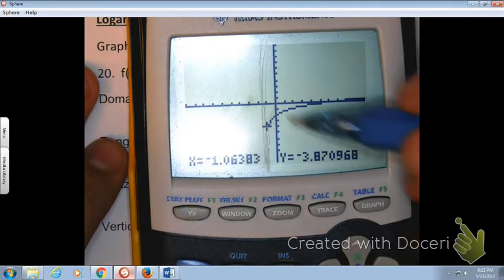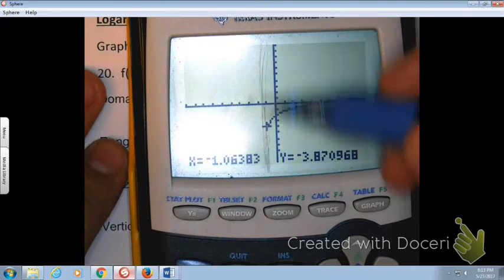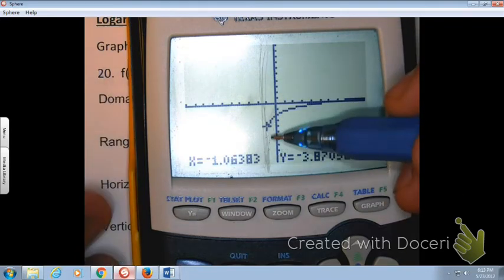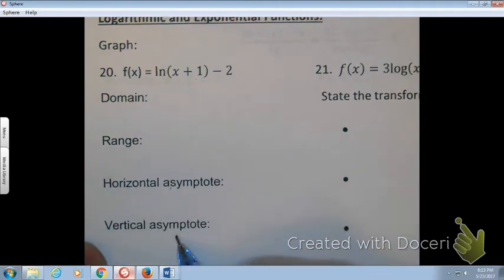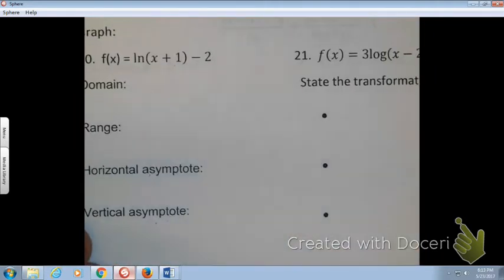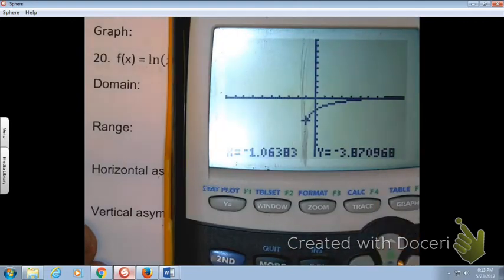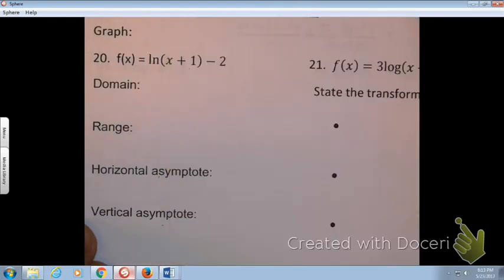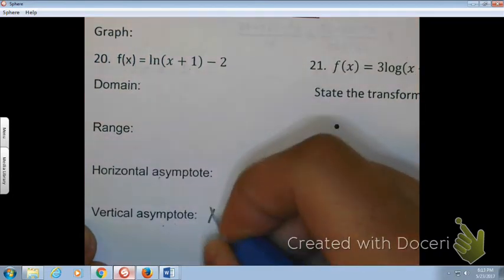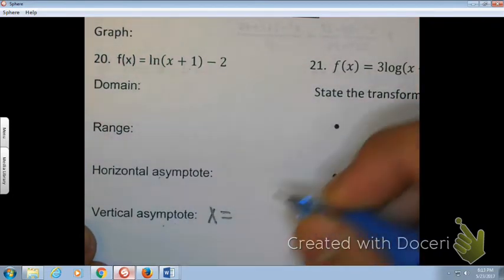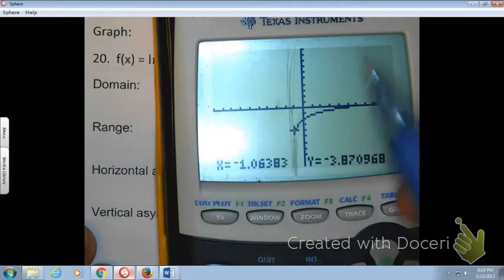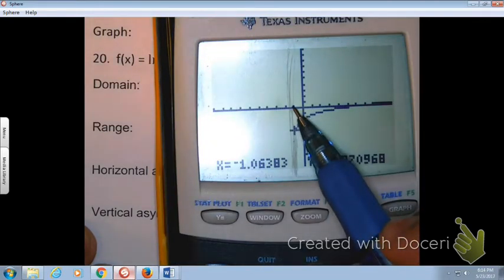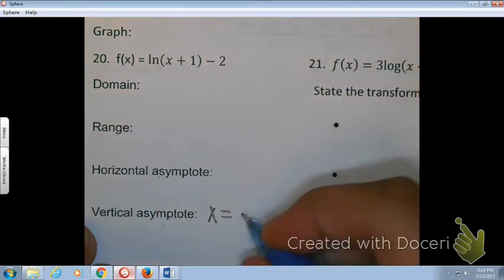Is that a horizontal or vertical? So in this, since it's up and down, that is a vertical asymptote. So I'm going to go ahead and answer this. Okay? Vertical asymptote. We have a vertical asymptote there. And notice it only touches the x-axis, so this is going to be an x is equal to, and we said it was at negative 1 around there, so I'm going to say negative 1.